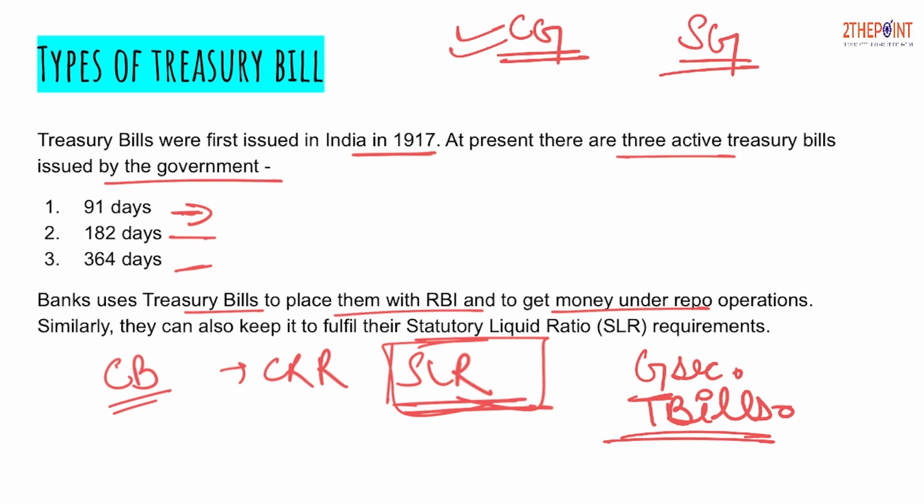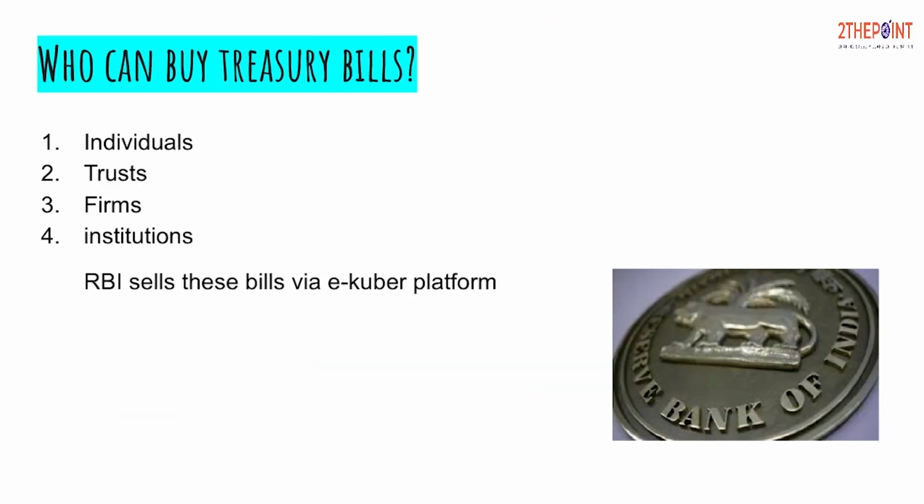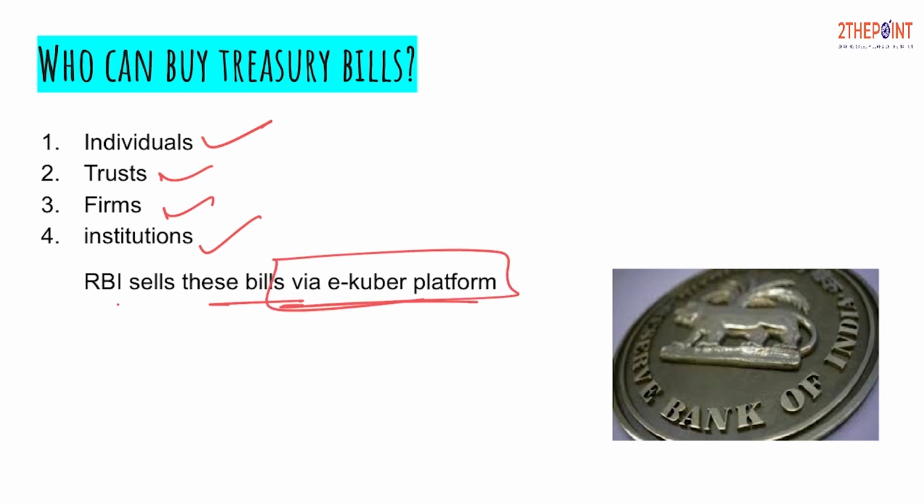Moving on to the next slide, it says who can buy the treasury bills, who all are authorized. Individual persons like you, me, and others can avail the option of investing in treasury bills. Trusts, firms, institutions, and the commercial banks can also buy. RBI sells these bills via its banking platform called eKuber.